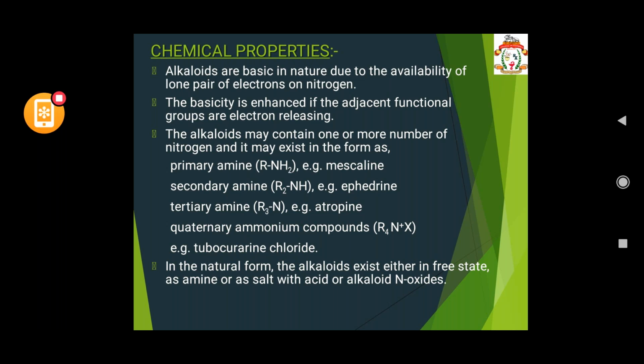The alkaloids may contain one or more nitrogen, and may exist in the form of primary, secondary, tertiary, and quaternary ammonium compounds. Example for primary amine is mescaline, for secondary amine is ephedrine, tertiary amine is atropine, and for quaternary ammonium compounds is tubocurarine chloride. In the natural form, the alkaloids exist either in free state or as salt with acid.